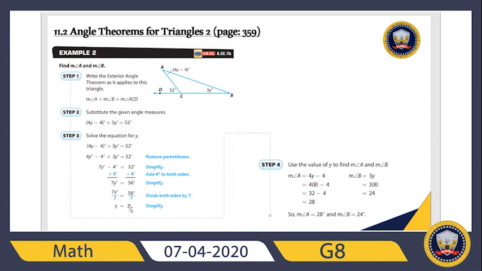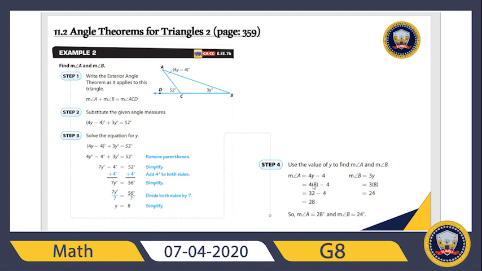Okay, am I done? No, not yet. Why? Because the question asks for what? For the measure of A and B. Here I just found y, so I'm in the middle of the way. Now, how can I find A and B? Very easy. I'm going to take the value of y and plug it in the measure of A and B. So the measure of A is equal to 4y minus 4. Okay. And y is equal to 8. So I'm going to replace y here by 8.